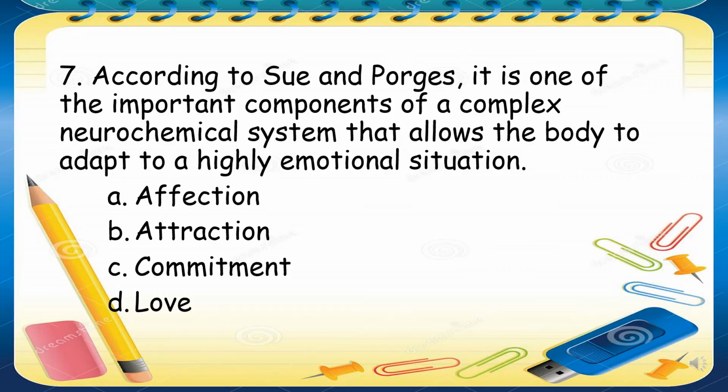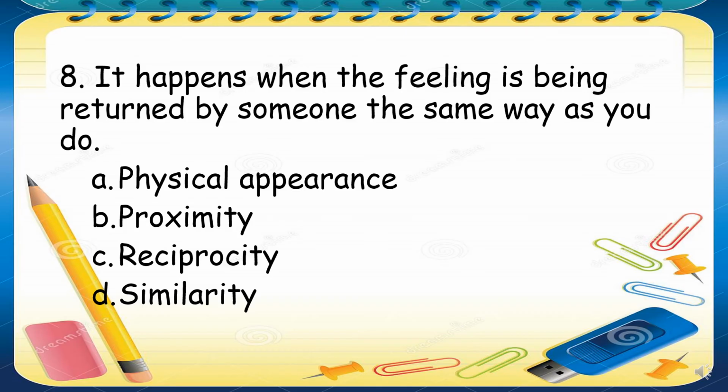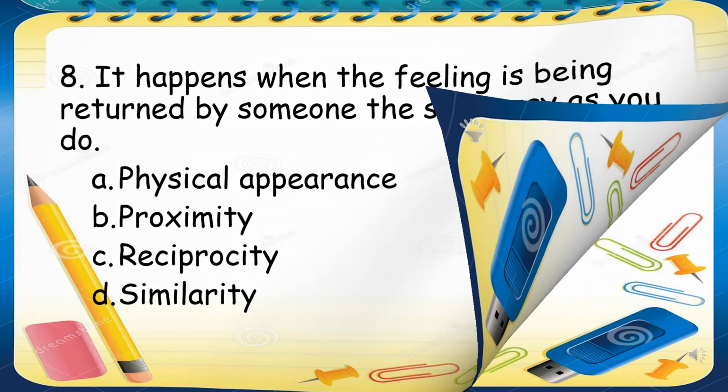7. According to Sue and Porges, it is one of the important components of a complex neurochemical system that allows the body to adapt to highly emotional situations. A. Affection. B. Attraction. C. Commitment. D. Love. 8. It happens when the feeling is being returned by someone the same way as you do. A. Physical appearance. B. Proximity. C. Reciprocity. D. Similarity.